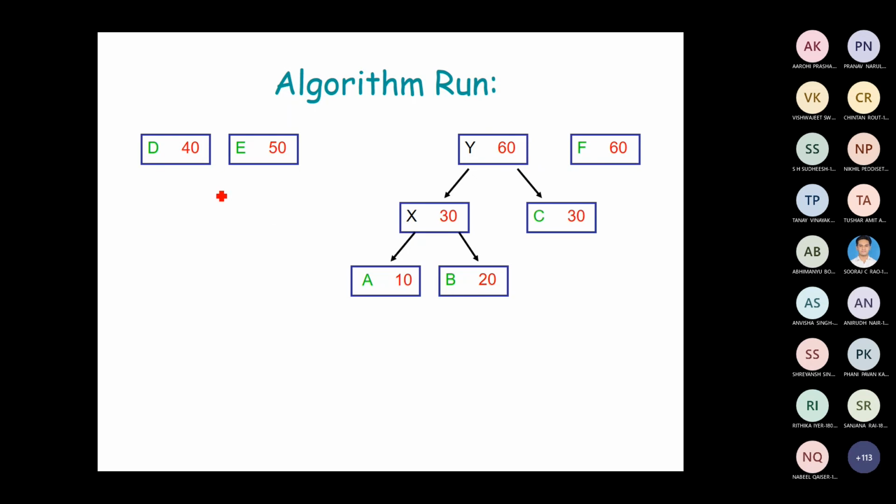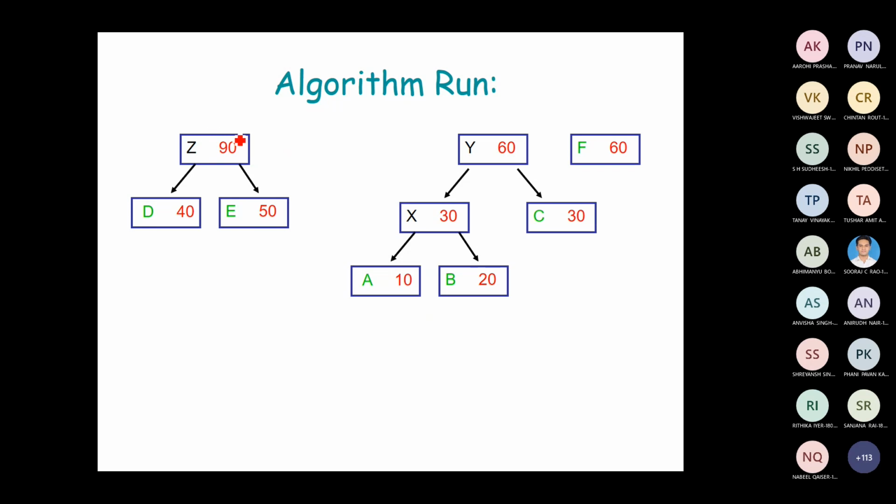Now what you have to do is produce the next node Z, whose weight is nothing but 40 and 50 combined, since these are the two least nodes. See here, Z is equal to 90. So D is equal to 40 and E is equal to 50. Now again you compare these values: 90, 60 and 60.